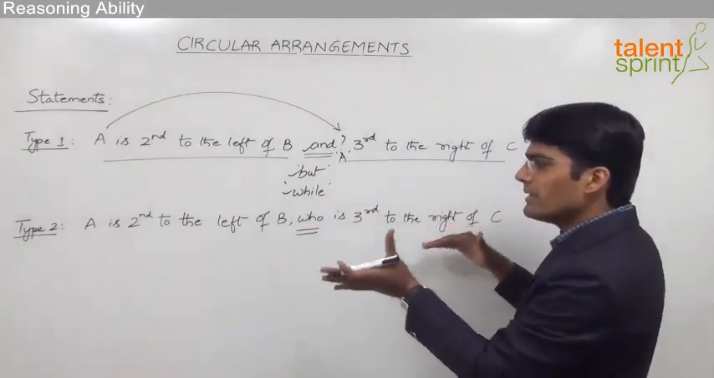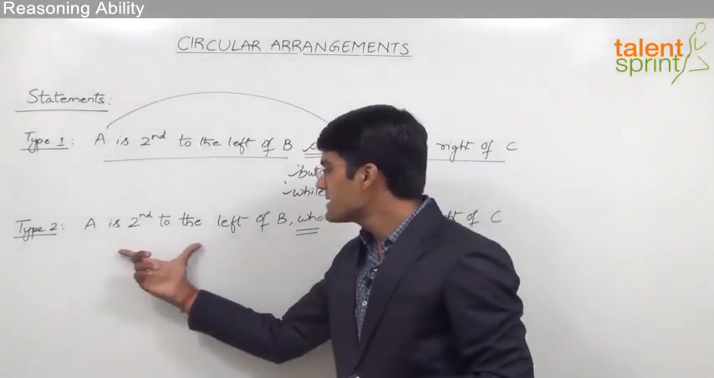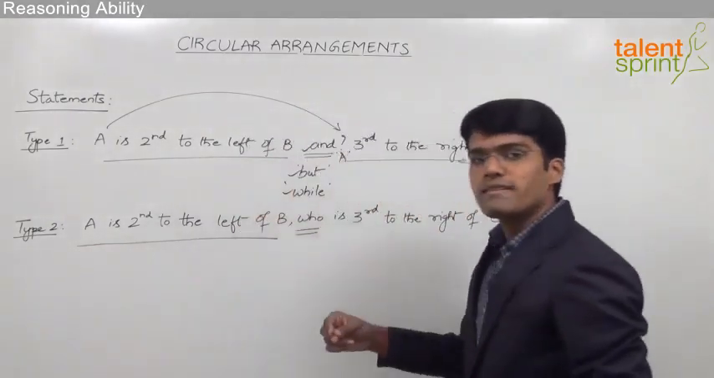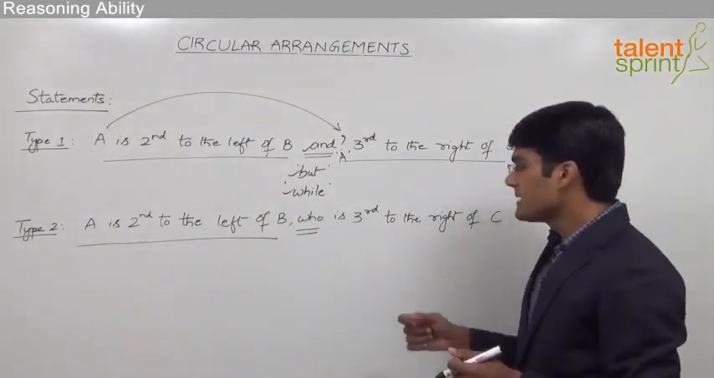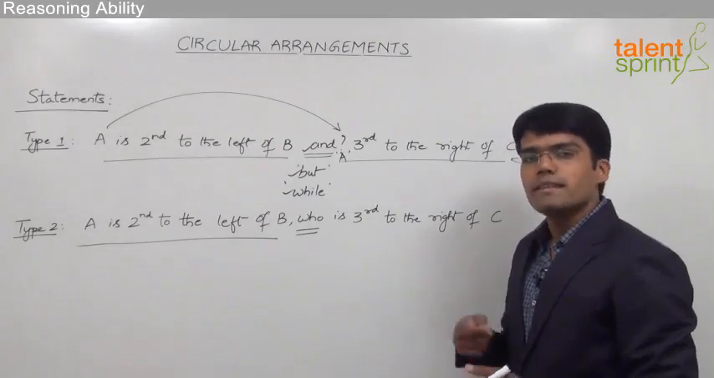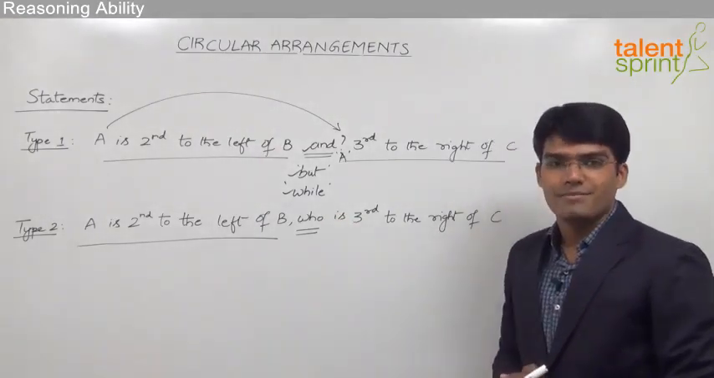Now again, even this statement can be divided into two parts. The first part here is A is second to the left of B. So we can mark A 2 places to the left of B. And the second part is who is third to the right of C. Now again, the same question arises. Who is the person referred in the second statement?